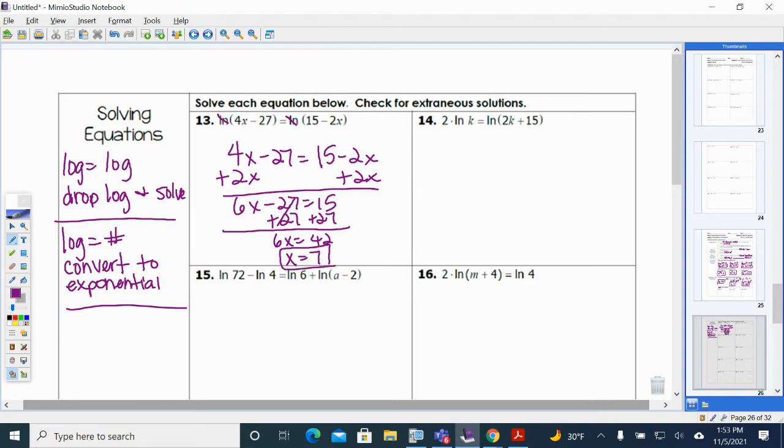And again, you would need to check your answers here, making sure that when you plug in the 7, we do not get a 0 or a negative number in those parentheses, and you won't. X does equal 7.